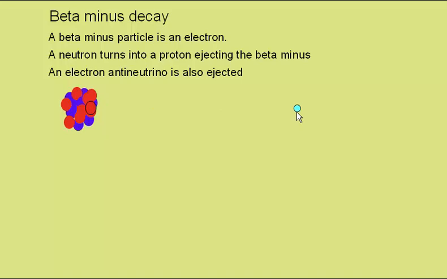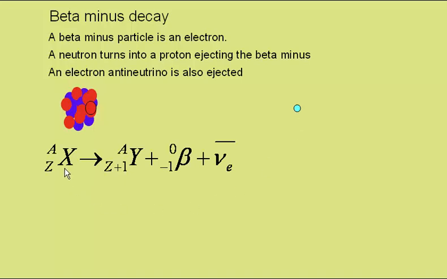Looking at the general equation for beta minus decay, we have the parent X with proton number Z and nucleon number A becoming the daughter Y, and now the number of nucleons hasn't changed. A neutron has become a proton, so the nucleon number is unchanged. However, we've gained a proton, so the atomic number goes up by 1. To make the numbers balance, the beta particle has 0 nucleon number and -1 atomic number. This is the symbol for the electron antineutrino.